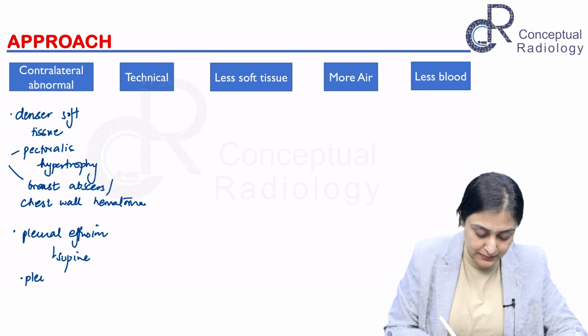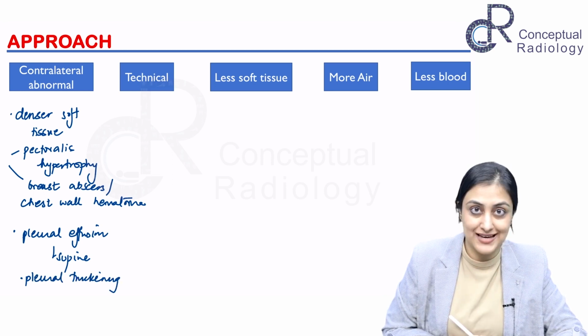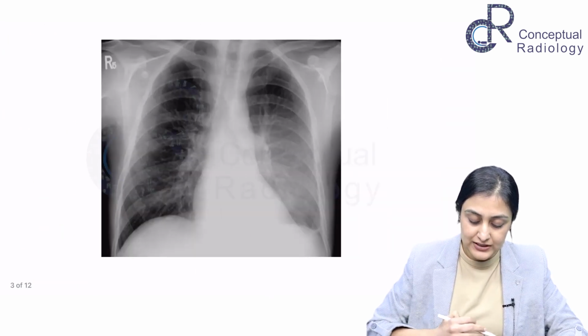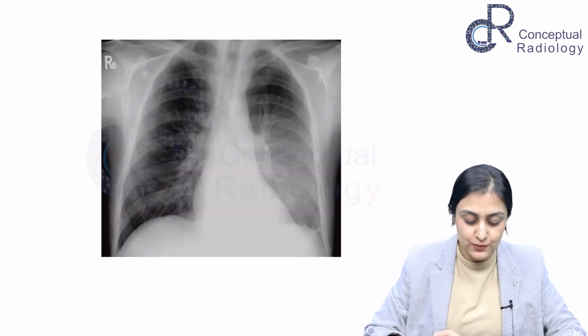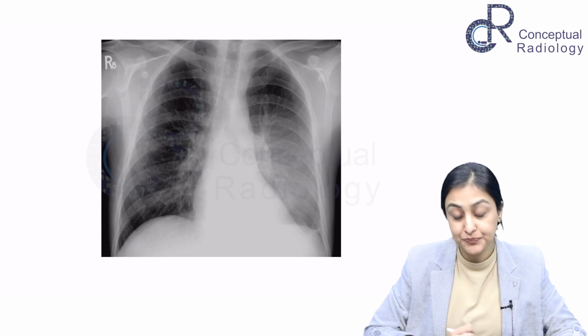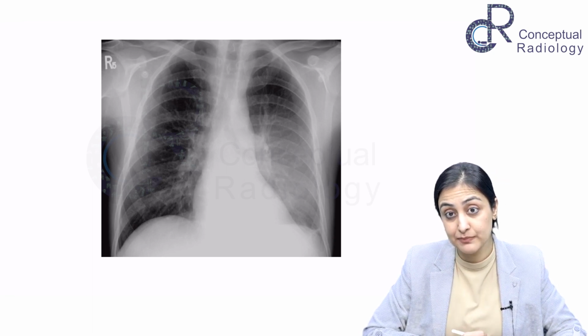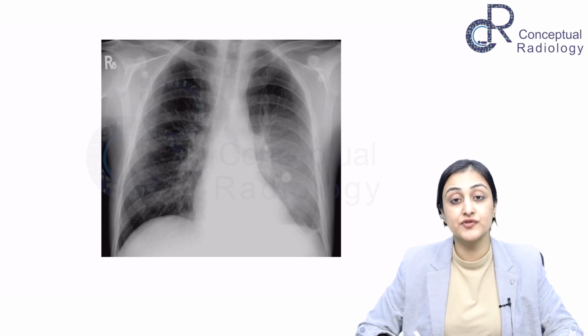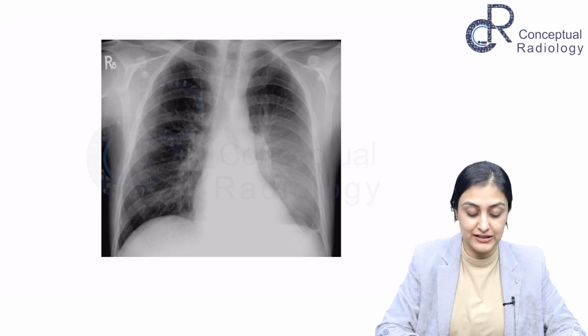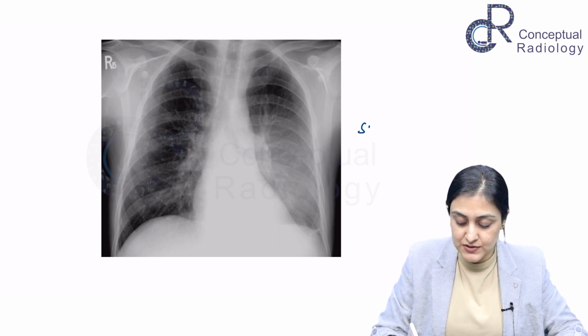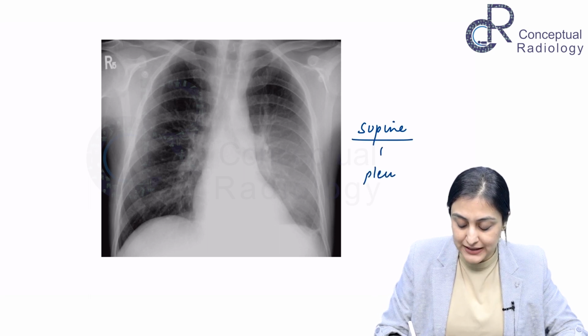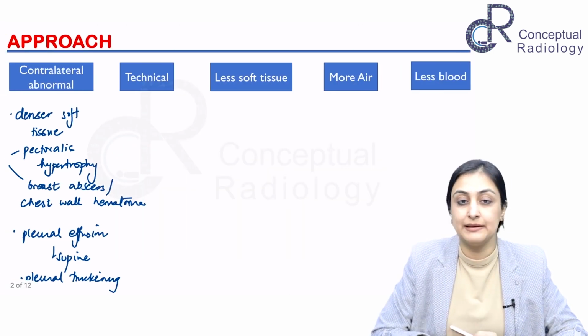Apart from that, there may be pleural thickening, all right, which is present on one side. All right, so let's have a look at this X-ray here. To decide which side is abnormal, yes, the right side appears more hyperlucent, but that is because of this diffuse haziness on the left side. So this was a case of a pleural effusion where the patient is supine, right? So this is the first consideration that we have to keep here.